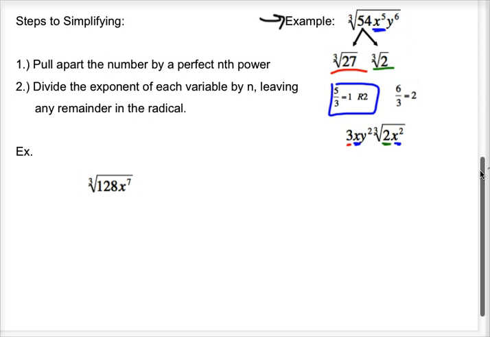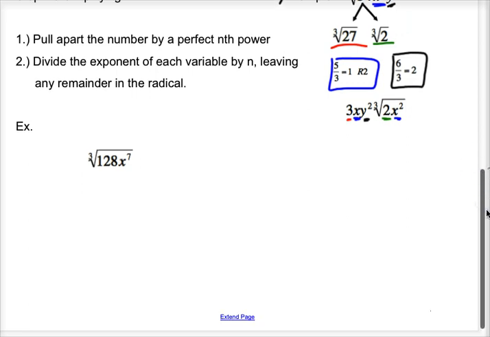Same thing here, we're looking at the y. I take that 6 divided by 3. This time there is no remainder, so the whole thing just comes out. So that's already a nicely worked out example for you. Let's work through an example together. Cubed root of 128 x to the 7. In my directions, I say the first thing I want to do is pull apart the number by a perfect nth power.